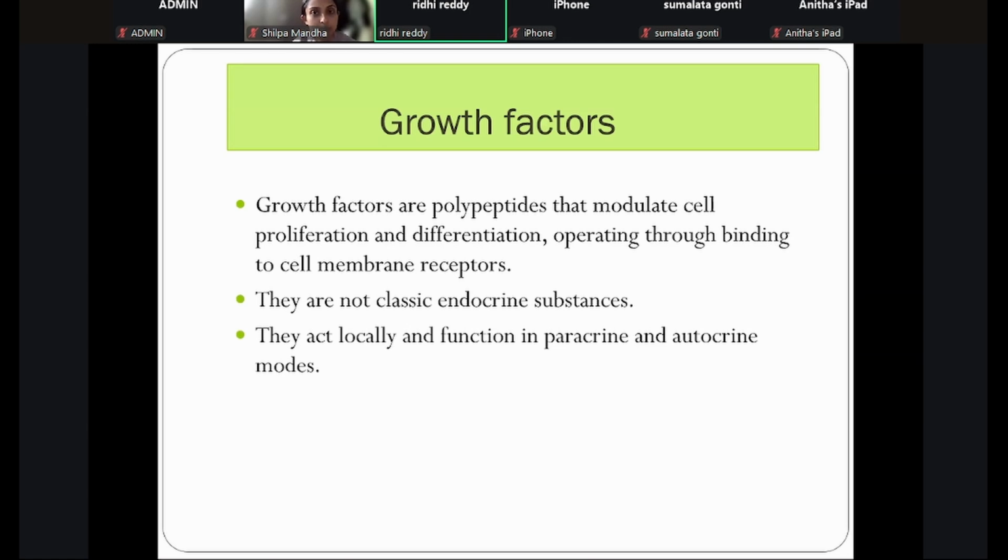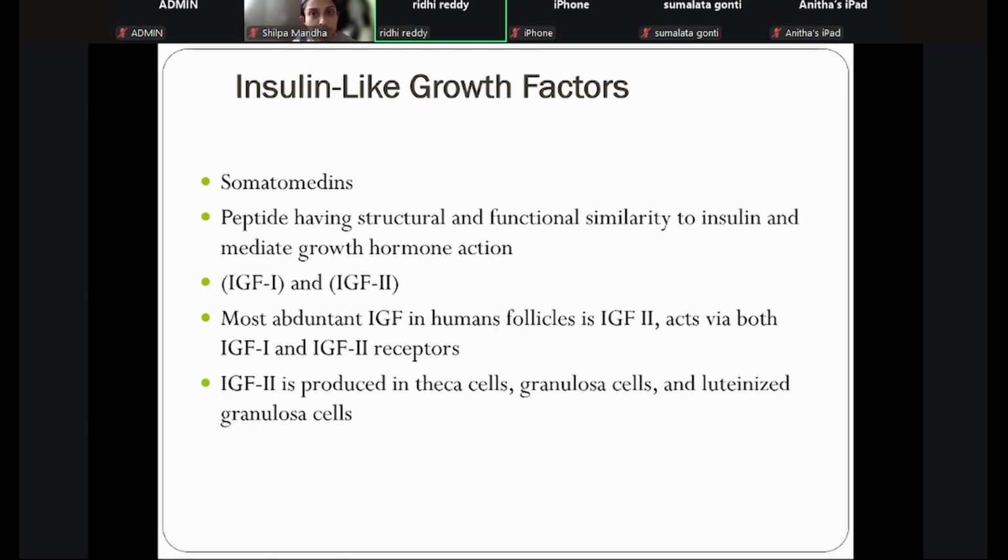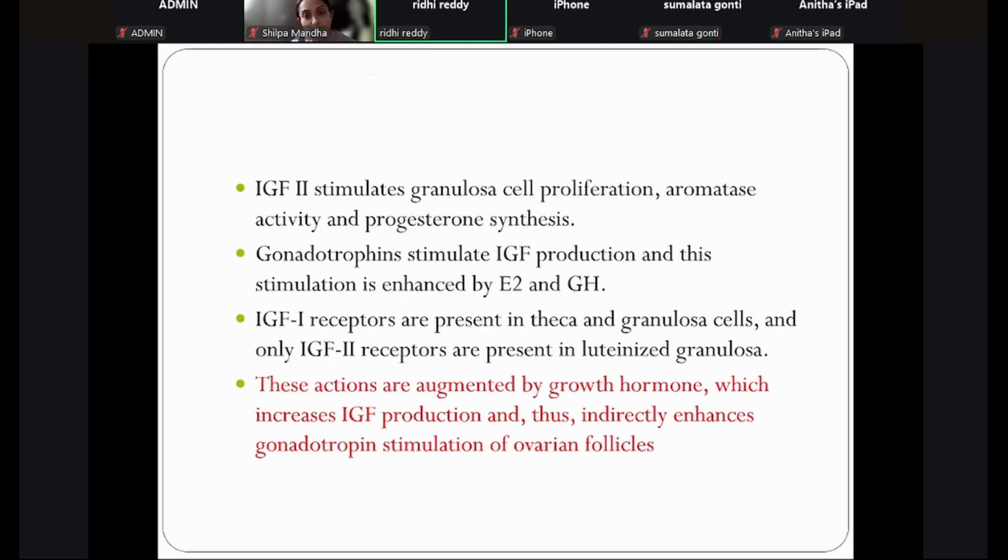So again, growth factors also modulate proliferation. Insulin-like growth factors are important because IGF-1 and IGF-2 have similarity to insulin and mediate growth hormone action, because growth hormone can act through them. The most abundant IGF seen in follicles is insulin growth factor 2, which acts via both insulin growth factor 1 receptors and 2 receptors. This IGF-2 is produced in theca cells, granulosa cells and luteinized granulosa cells.